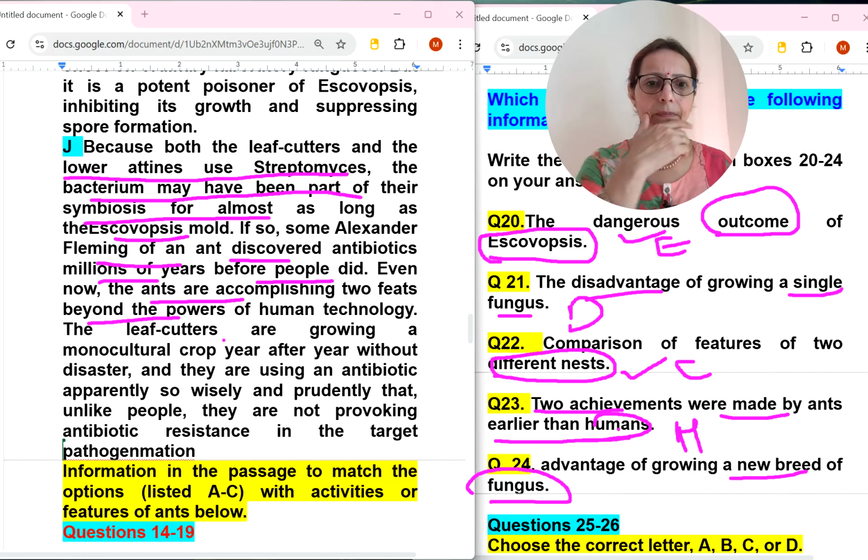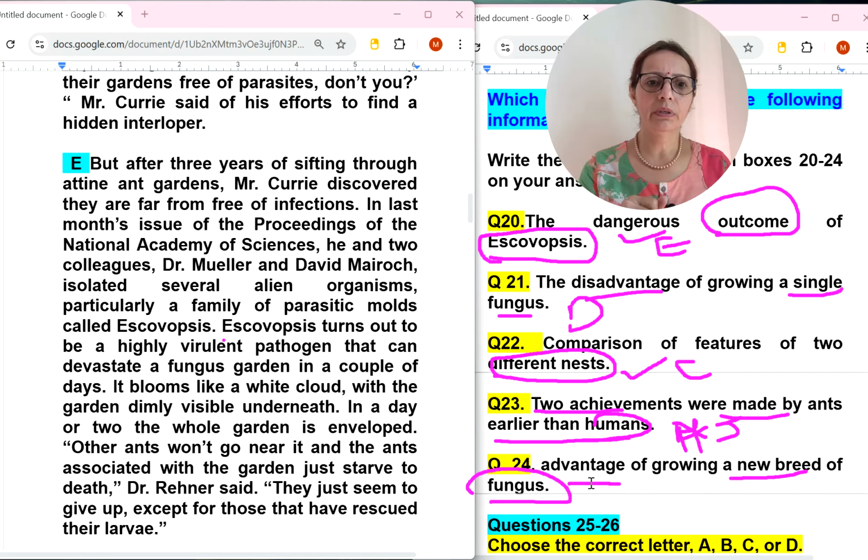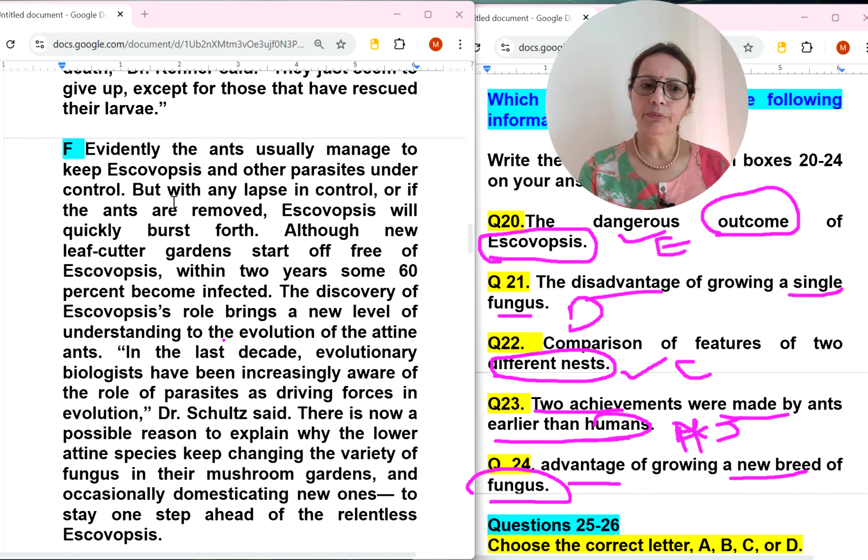I think this is matching with 23rd number. Here it is clearly given. But what is the advantage of growing a new breed of fungus? Okay, let's do the next multiple choice. See, they are talking about a single advantage of growing a new breed of fungus. So E we have selected and F is left.